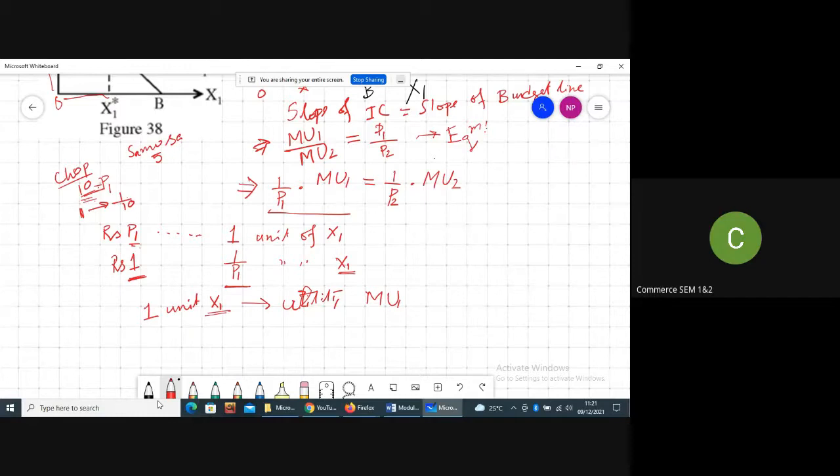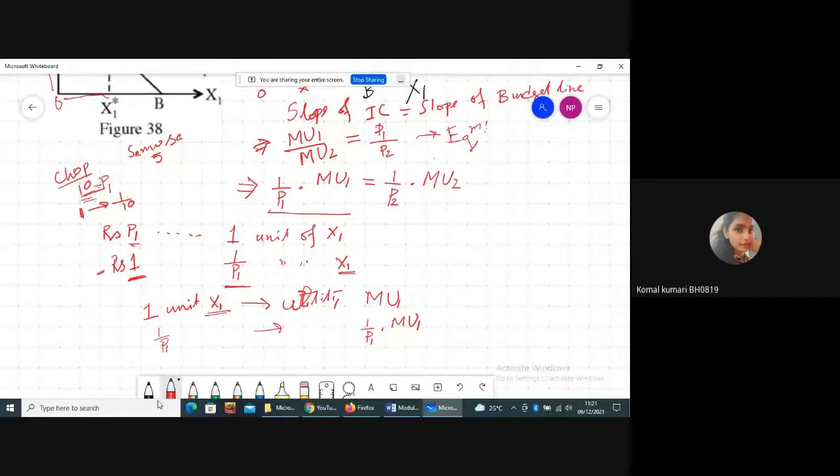Now look here. When you are spending 1 rupee on commodity one, you are getting 1 by P1 unit of X1. From consumption of 1 unit of X1, the utility you get is MU1. So if I consume 1 by P1 unit of commodity one, how much utility will I get? 1 by P1 multiplied by MU1. Understood?